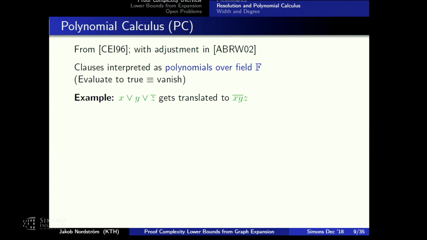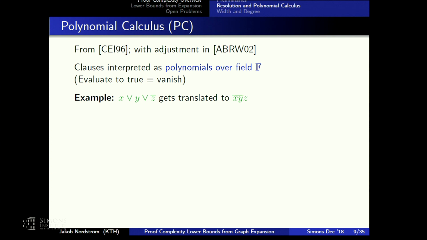But let's move on to a more fun proof system, that is polynomial calculus. So now we interpret clauses as multilinear polynomials over some field, your favorite field. So x or y or not z gets translated to x bar times y bar times z. You're looking at it like this: if this clause is supposed to be false, then not x, not y, and z all have to be true. That's how we should think about it.